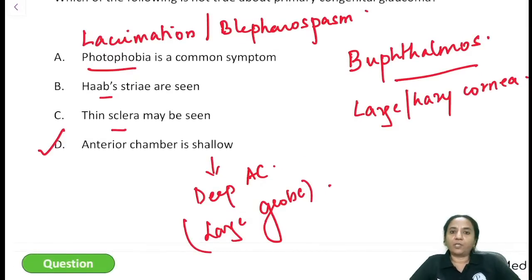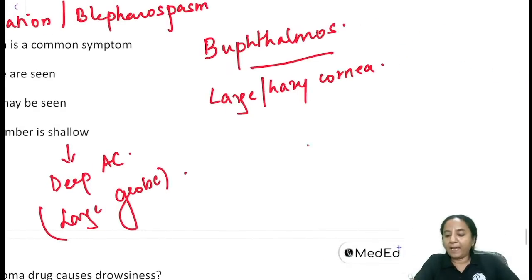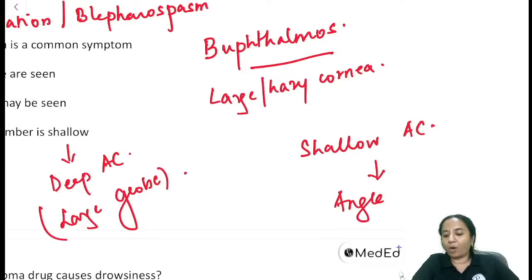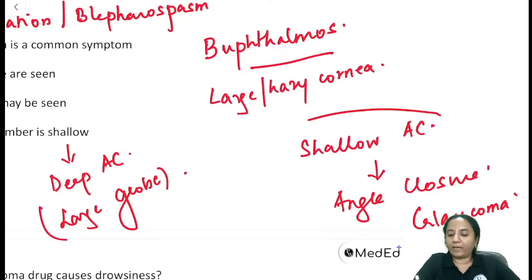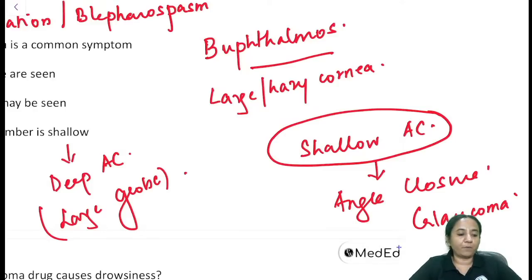So deep anterior chamber. Please remember that shallow anterior chamber is seen in ACG. Shallow AC is seen in angle closure glaucoma. It's not seen in all types of glaucoma. In angle closure glaucoma, I am going to see a shallow anterior chamber, whereas in congenital glaucoma, it's not a shallow anterior chamber, it's a deep anterior chamber.